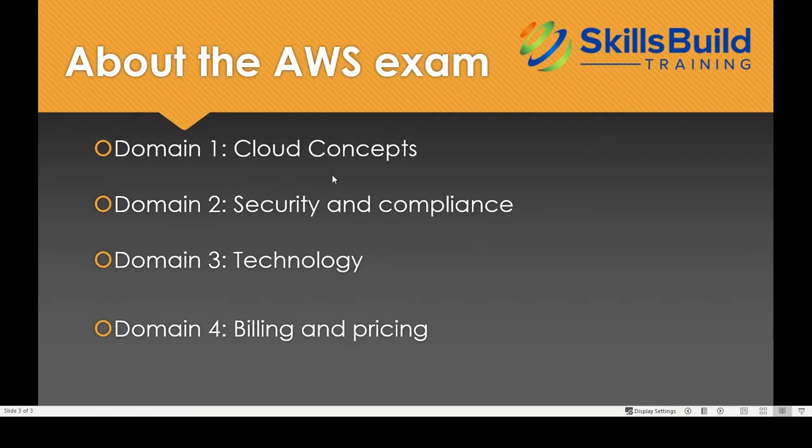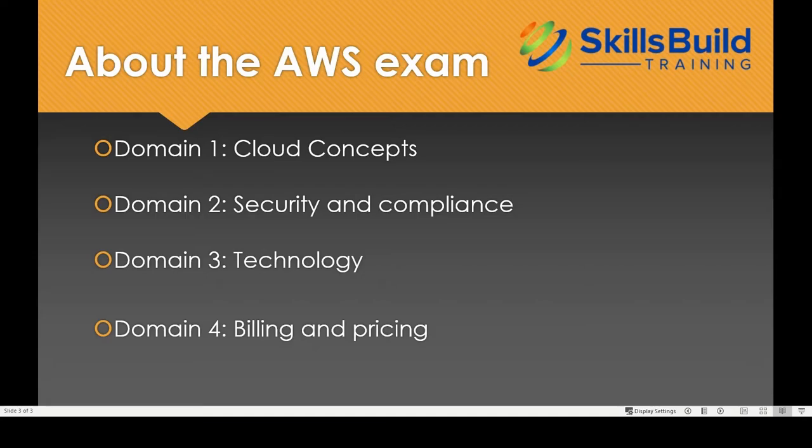Exam is divided into 4 domains. First one is Cloud Concepts, where we will talk about AWS Cloud and concepts that relate to it. Second, we will talk about security and compliance within AWS Cloud. Then in Technology domain, we will talk about AWS Global Infrastructure and core services that are available, and finish with Billing and Pricing domain, discussing various pricing models that exist in AWS.